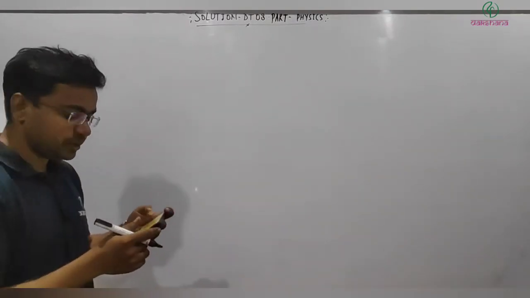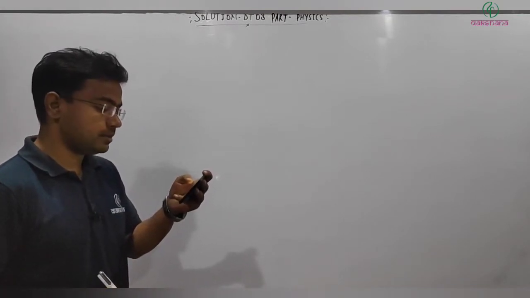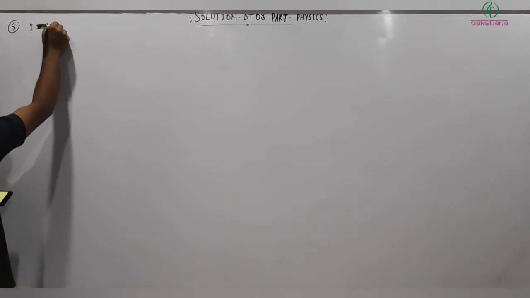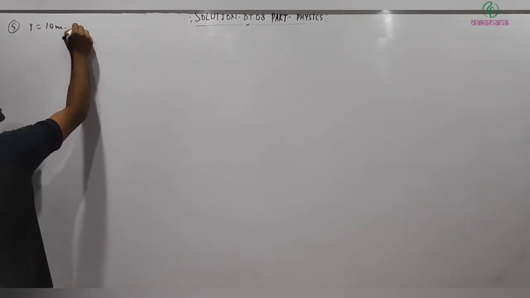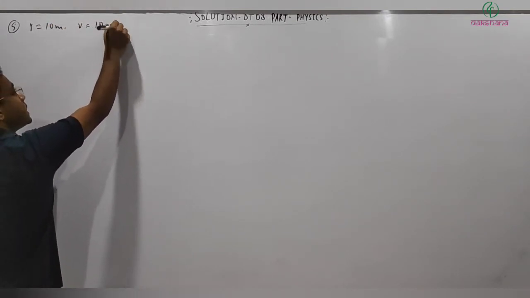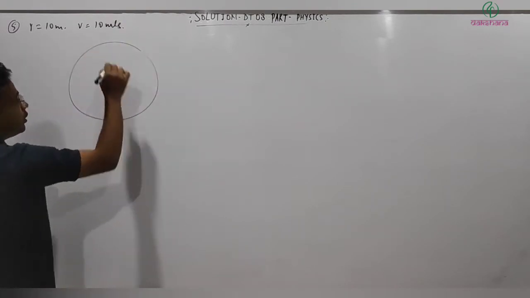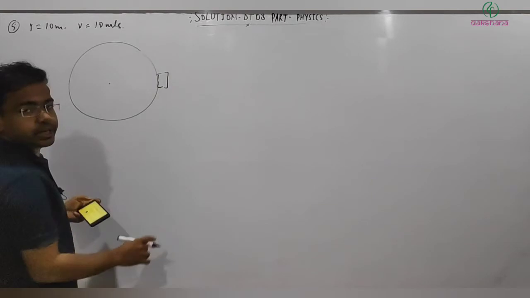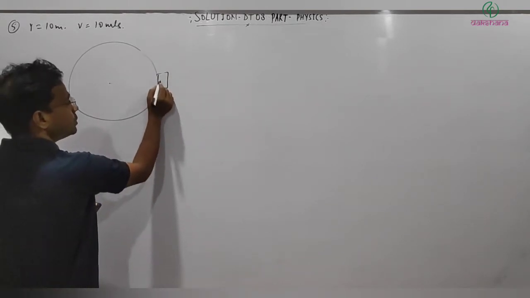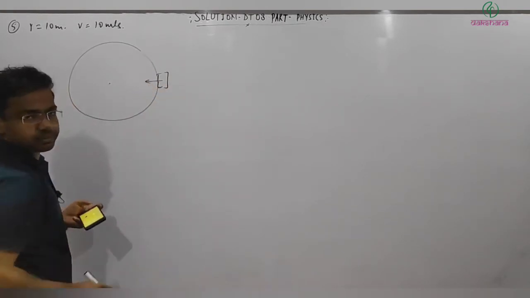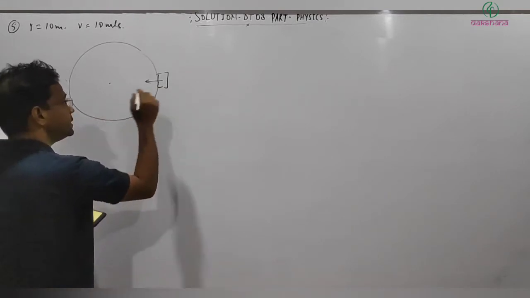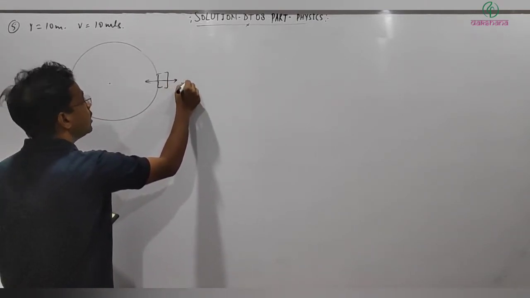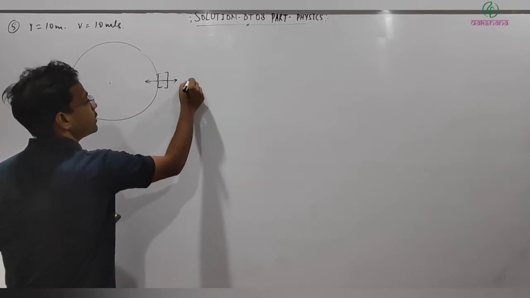A car is moving in a horizontal track of radius 10 meter. So question number 5, radius is 10 meter and it's given with the speed v equal to 10 meter per second. A car is moving on a horizontal circular track. So this is the car. Then what will be happening actually here? So the car will have a centripetal acceleration, and we can write the centrifugal acceleration will be like this, that is v square by r.